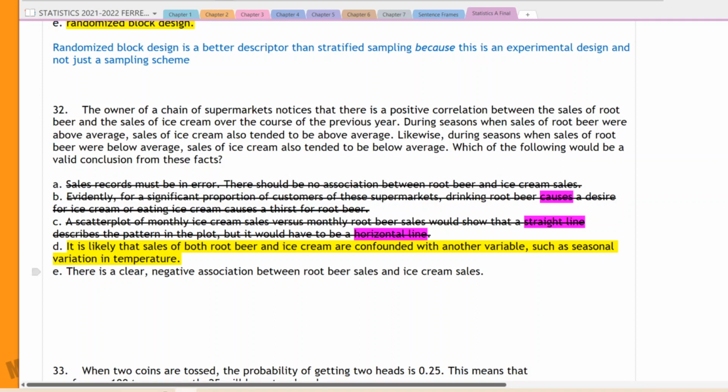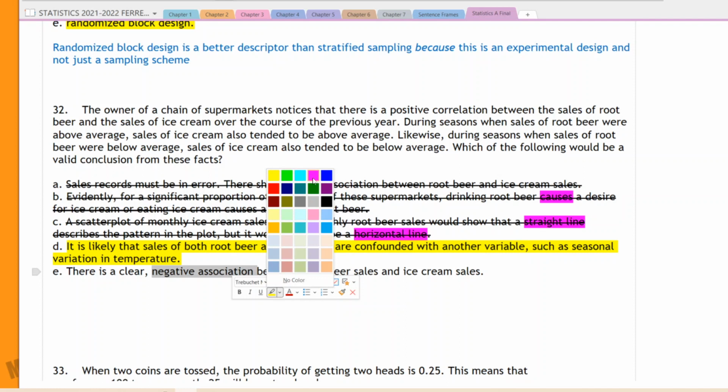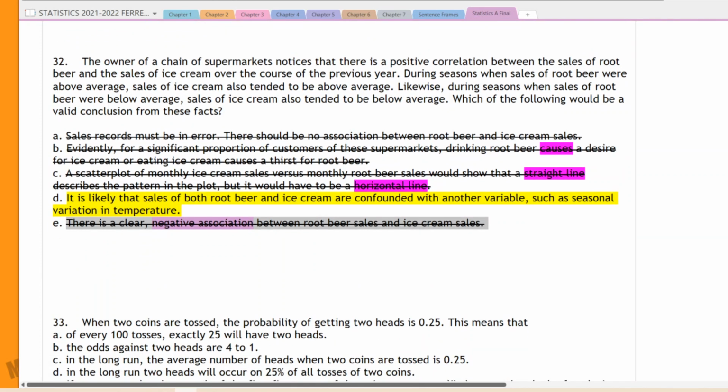And then this is a negative association. That's actually the opposite of what we're seeing. We're seeing a positive association between the two. So that makes this one incorrect. So here the correct answer for 32 is D.